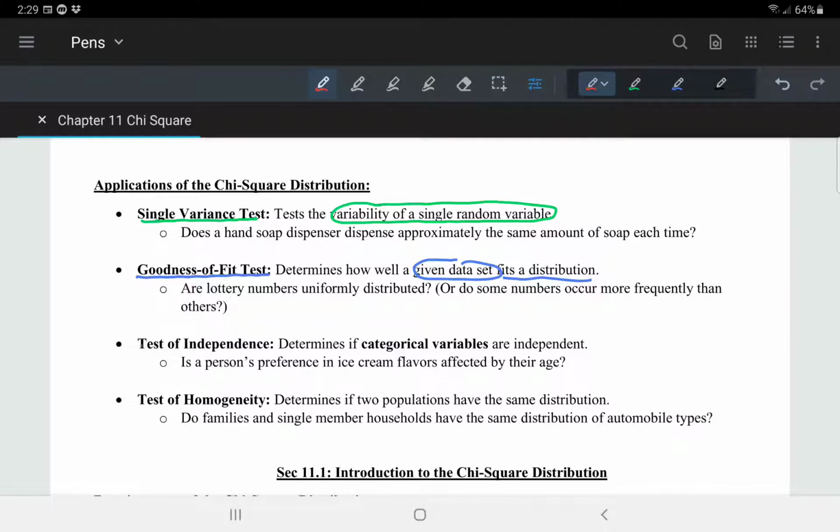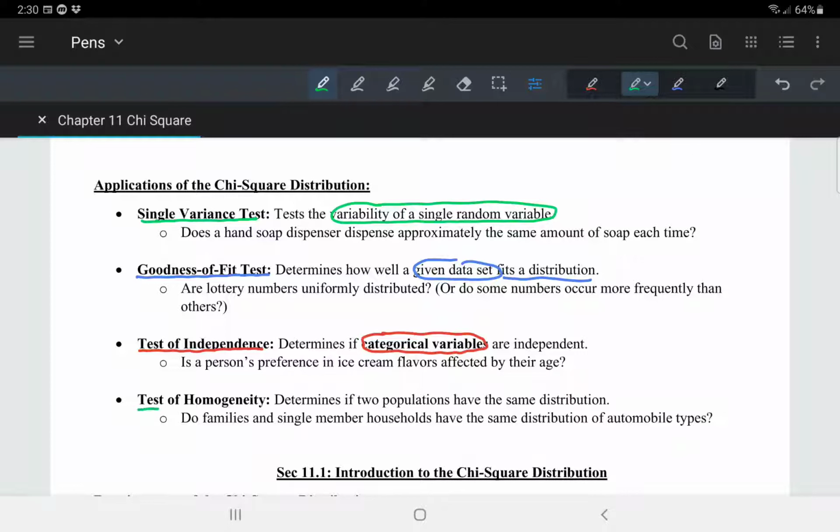We could look at the test of independence. This one's interesting because it's specifically about categorical variables, and we're going to determine if categorical variables are independent. So for example, we could ask questions like, is a person's preference in ice cream flavors affected by their age?